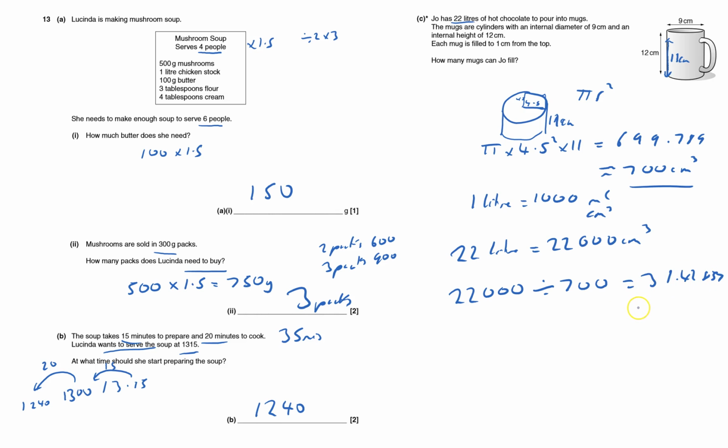And that equals 31.42857. And so how many mugs will that be? It won't fill up that last bit of a mug. So the complete mugs it will actually fill will be 31 mugs. And that's question 13 done.